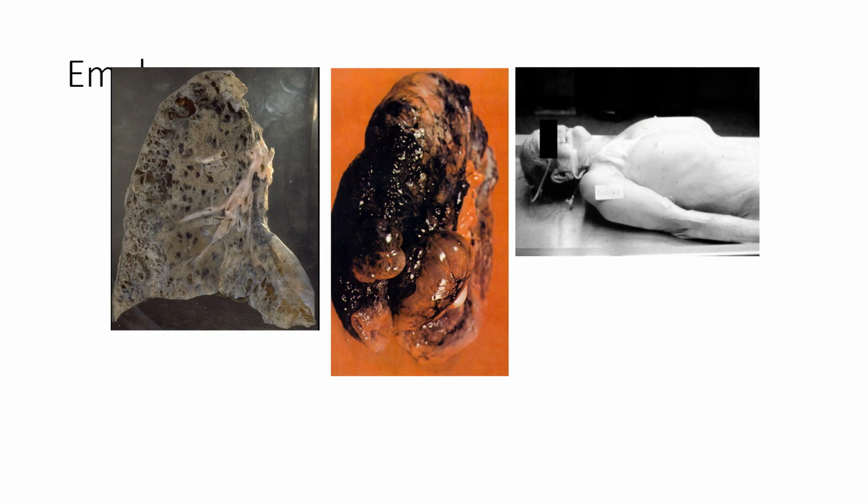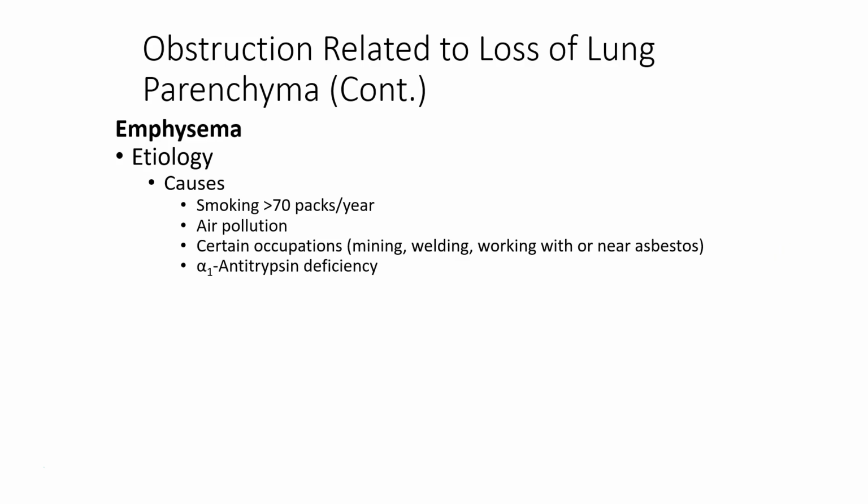When air becomes trapped inside the lungs, then what you actually get is an increase in residual volume, which actually causes an increase in total lung capacity, and that's characteristic for emphysema, not chronic bronchitis, but emphysema. The main cause for emphysema, just like chronic bronchitis, is smoking. More than 70 packs a year, so that's more than 1 pack a week.